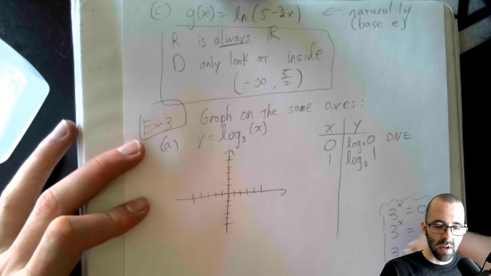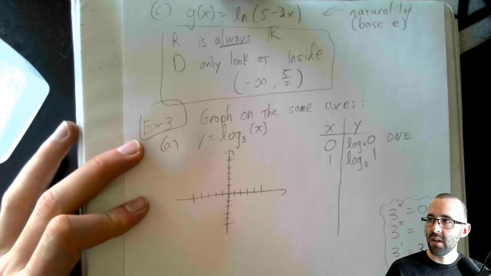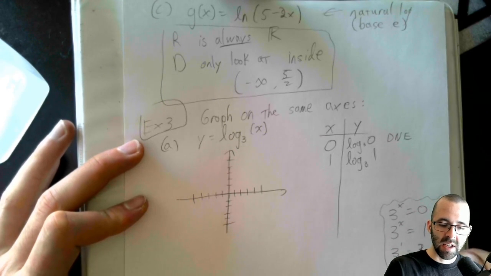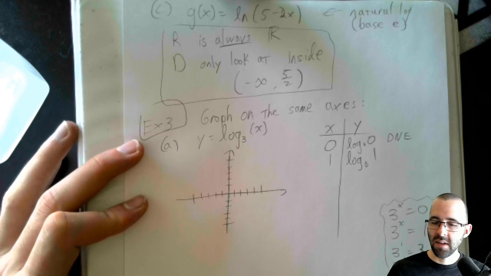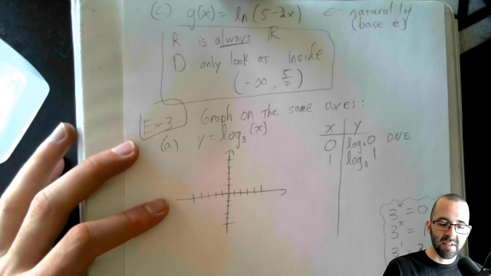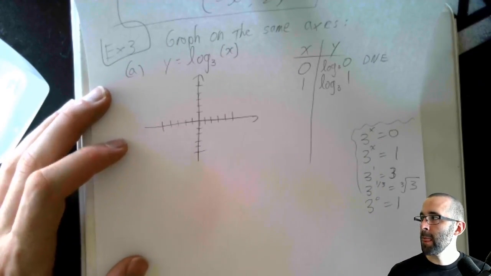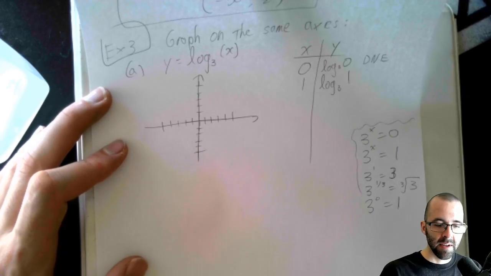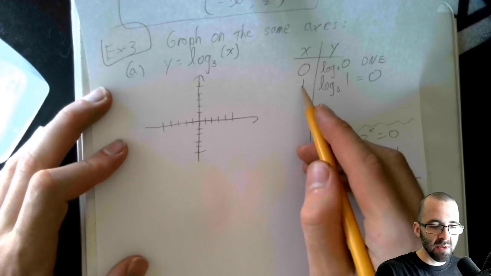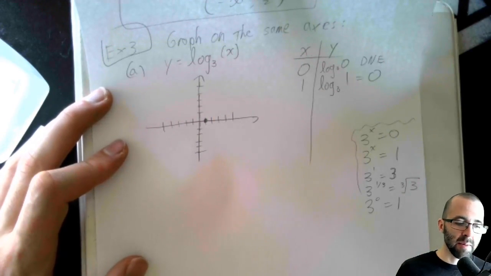Close. 3 to the first power, oops, would actually equal 3. 3 to the 1/3 power is the cubed root of 3. 3 to the 0th power is 1. So this is equal to 0. So when x is 1, y is 0. We plot that point.